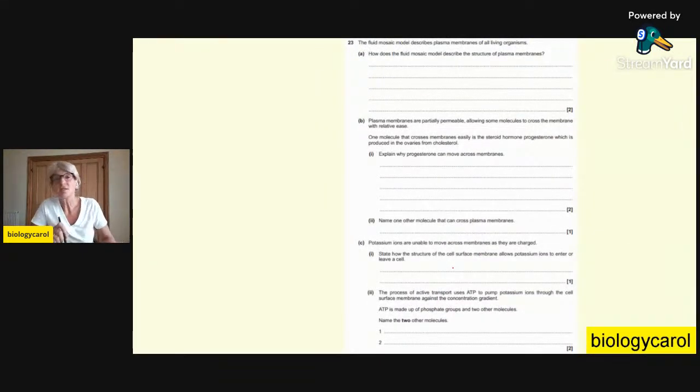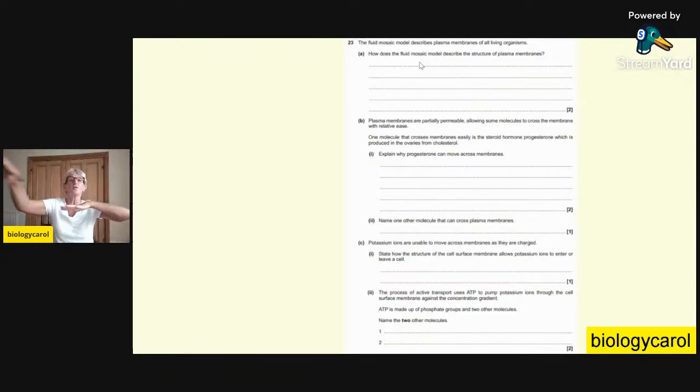23. The Fluid Mosaic model describes plasma membranes for all living organisms. How does the Fluid Mosaic model describe the structure of plasma membranes? So I've read this question carefully. How does the Fluid Mosaic model? Oh, okay. I can see how you can read this question 2 different ways. How does the Mosaic model describe the structure of plasma membranes? You could just do a description of a plasma membrane because you have learned the fluid mosaic model.